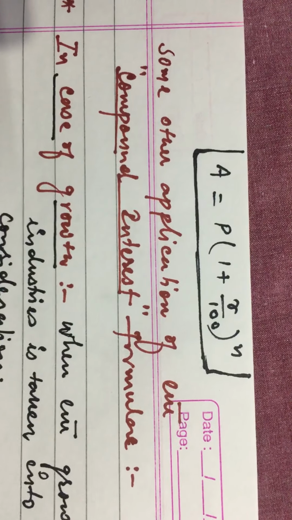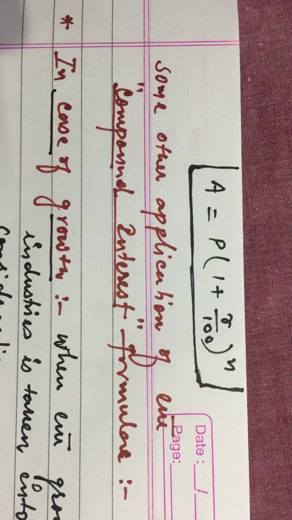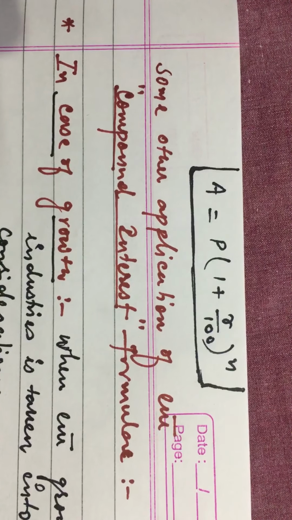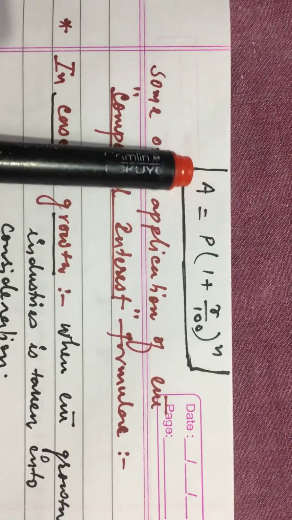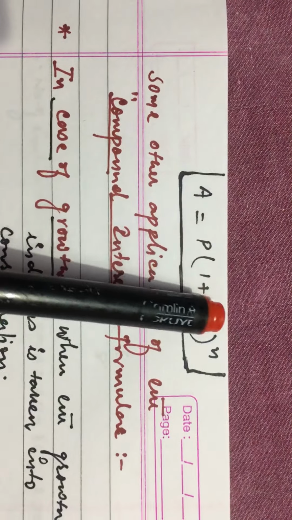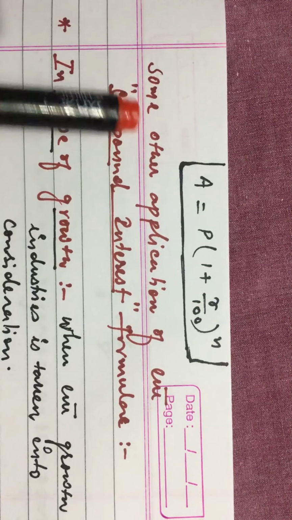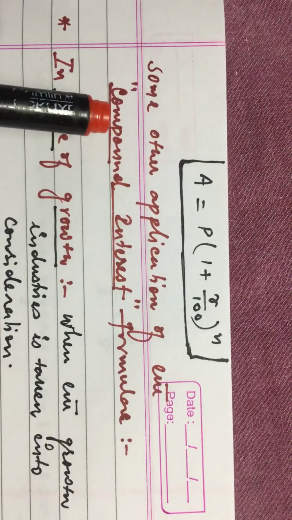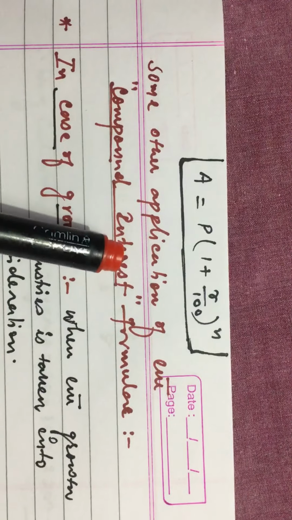Hello, class 9. Today we have to discuss some more applications of the compound interest formula. In the previous class we have seen this formula: amount is equal to principal into (1 plus rate by 100) to the whole power n. Today we have to see some other applications of the formula of compound interest.